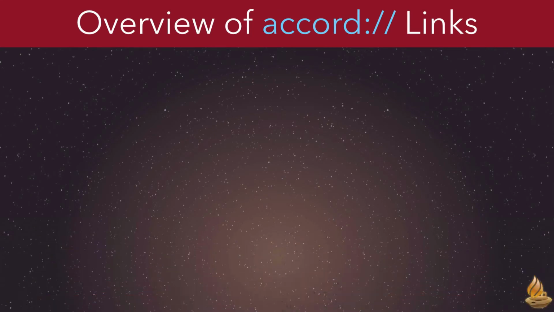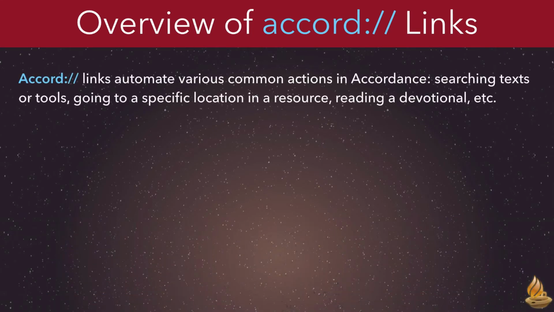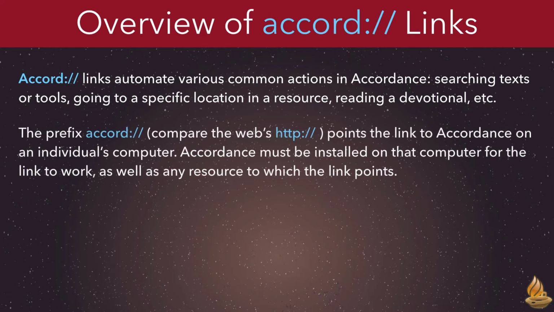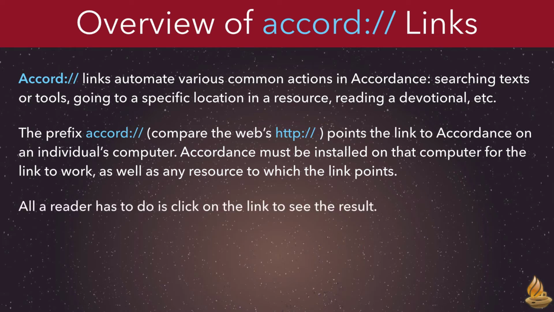Here's a quick overview of Accord links. Accord links automate various common actions in Accordance: searching texts or tools, going to a specific location in a resource, reading a devotional, and so on. The prefix accord, compare that to the web's HTTP, points the link to Accordance on an individual's computer. Accordance must be installed on that computer for the link to work, as well as any resource to which the link points. All a reader has to do is click on the link to see the result.